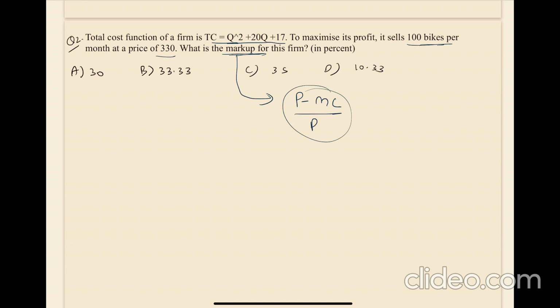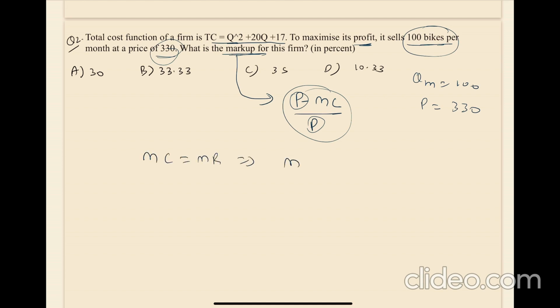Now, if you look at this question, they're saying that this firm is maximizing profit, and when it maximizes the profit, it is selling quantity equal to 100 bikes. So this means that the profit maximizing quantity is 100, and then they are telling us the price as well. So price is 330 when this firm is selling 100 bikes. So that means we have got the price, right? And you know that at profit maximization, MC is equal to MR, right?